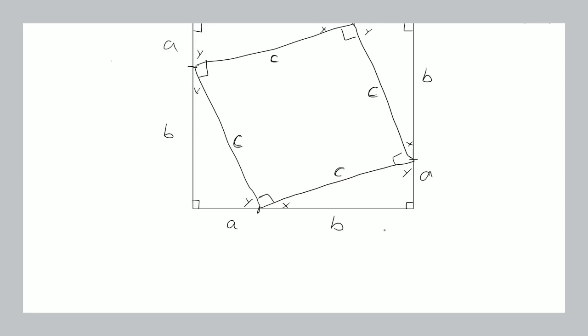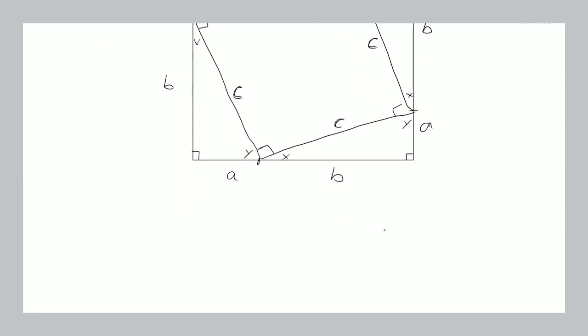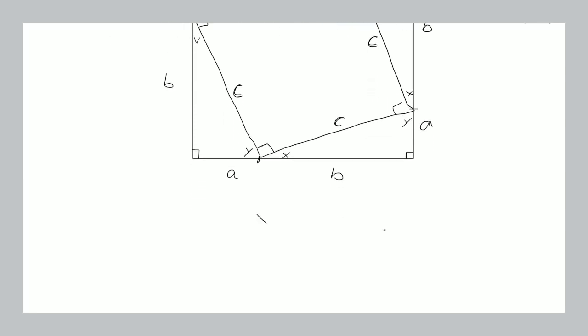Right? So we know the 3 angles of a triangle have to add up to 180. So X plus Y plus 90, because the third corner is 90 degrees, is equal to 180. Which tells us that X plus Y is 180 minus 90, which is 90. Okay, so X plus Y is 90.